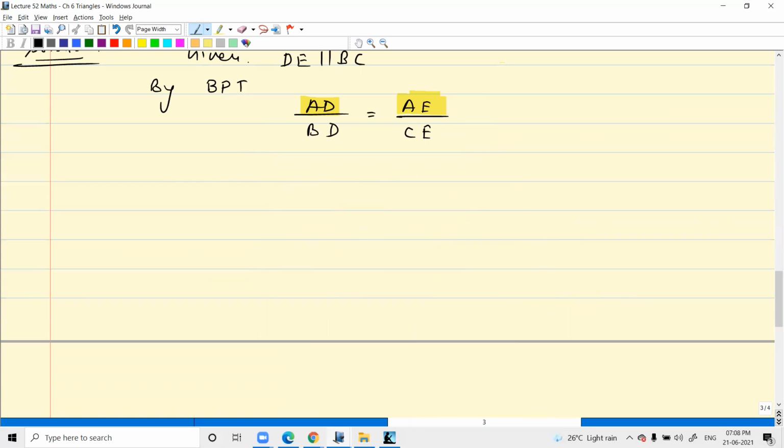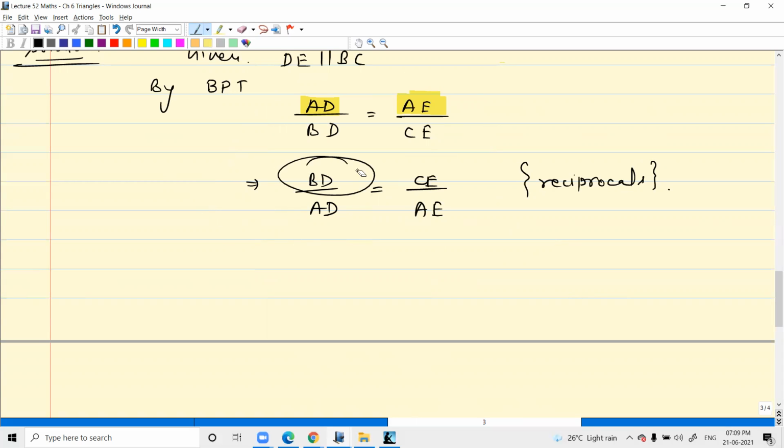You need not even write reciprocal, just write that it implies that BD by AD is equal to CE by AE, and in the bracket you can note reciprocals. From this, what did I do? I sent AD to the denominator, just did the reciprocal of both. All of you understand why I did the reciprocal now? Tell me. Yes, sir. And then after that, the steps are very simple. Just add one and get your BD converted to AB.